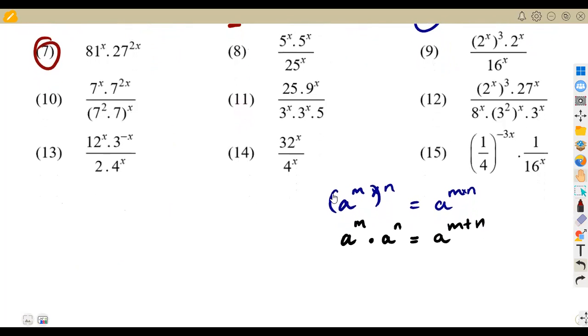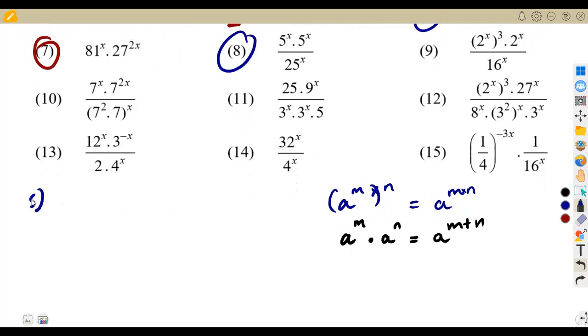Question number 8. It's the same thing also on question 8. There we are given 5 to the exponent of x multiplied by 5 to the exponent of x, everything over 25 to the exponent of x. Again, we cannot simplify the bottom yet, but on top, yes, we can. On the numerator we can add, because the bases are the same. Remember I said this is the same as 1x, and this is the same as 1x. So we add 1 plus 1, which is 2, and you're going to have 5 to the exponent of 2x.